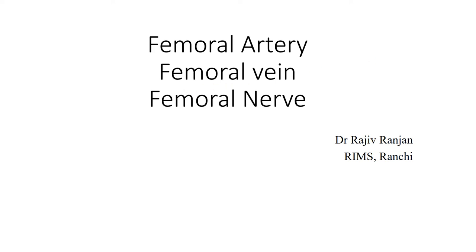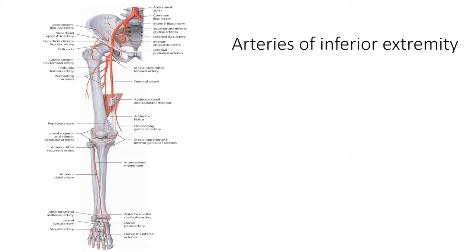So in today's class, we are going to discuss the neurovascularity of the front of the thigh, starting with the femoral artery. This is a diagrammatic view of the arteries of the inferior extremity. As you can see, the arteries which are supplying this inferior extremity are all branches from this femoral artery. We'll discuss that later also.